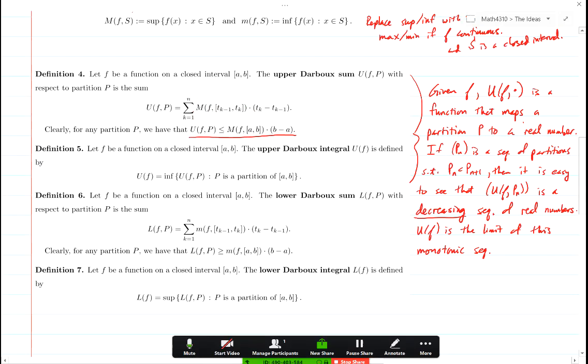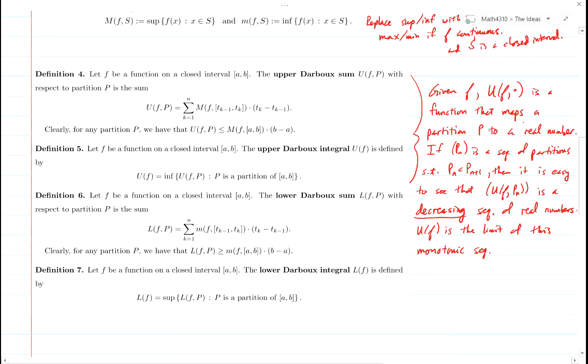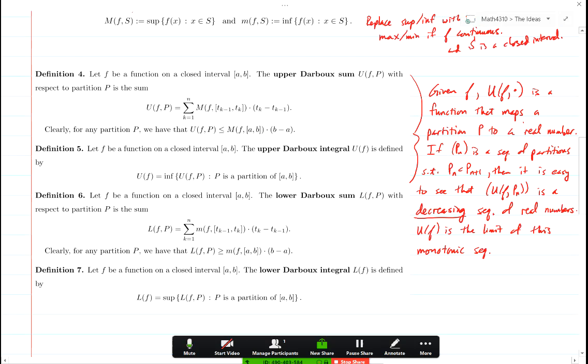For any partition, you clearly have that U of f, P is less than or equal to the supremum of f on the entire interval a to b times the entire length of the interval, b minus a. If you don't see why, try drawing a picture and proving it. But here's the takeaway. Before we go on to definitions 6 and 7, let's look at what this notation means. Given f, this is what I'm writing over here on the right-hand side.